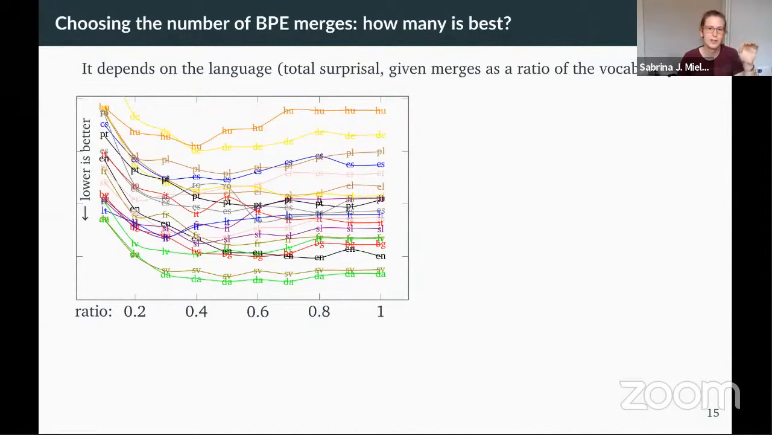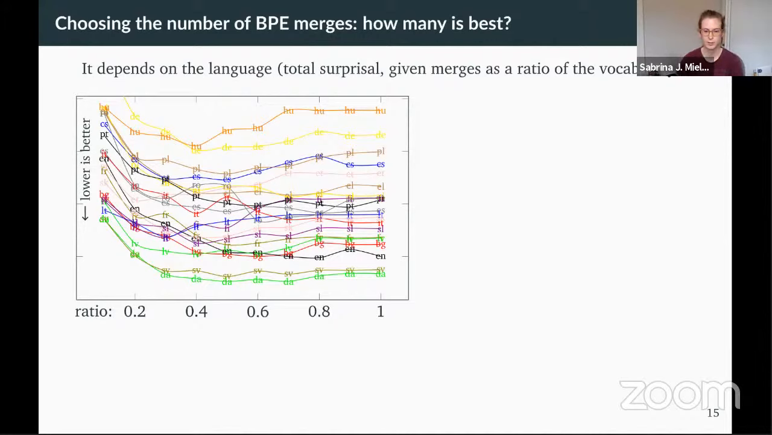You see that Hungarian really wants to have not too many merges. If I give Hungarian too many merges, it becomes worse, which kind of makes sense because it has a lot of morphology going on. So splitting might be a good thing to do, a good inductive bias, if you want to call it that. On the other hand, English, that lowest black line, can basically go all the way to merging as much as possible, and we just keep getting better because the words are kind of independent, standing on their own.